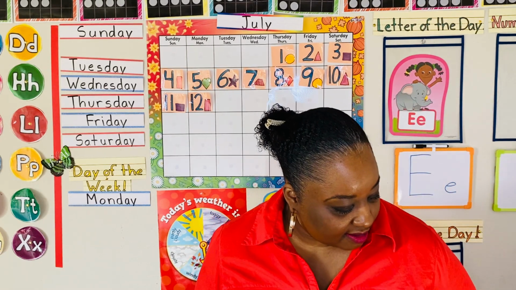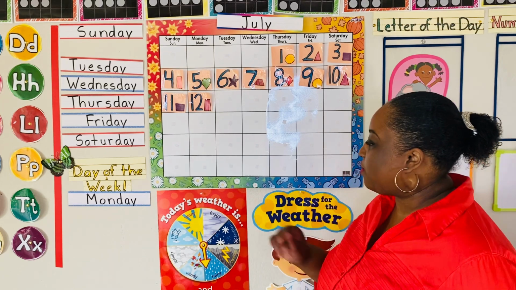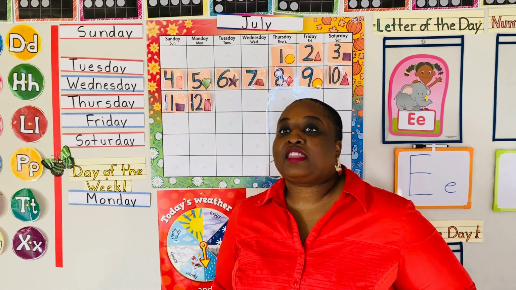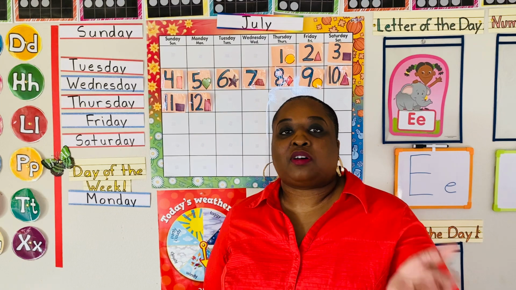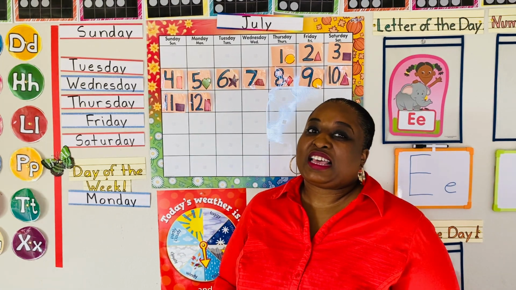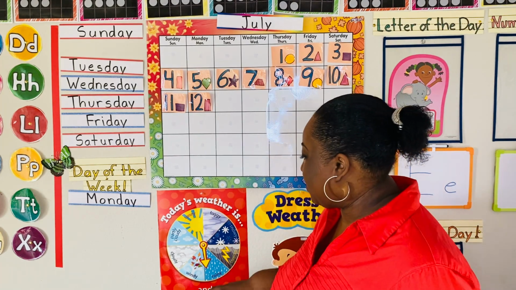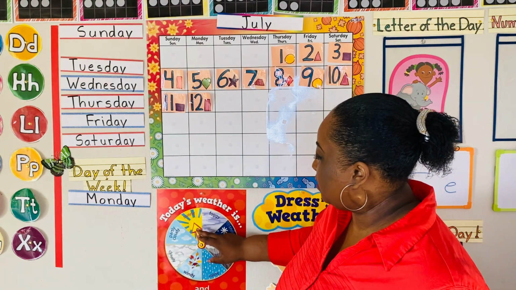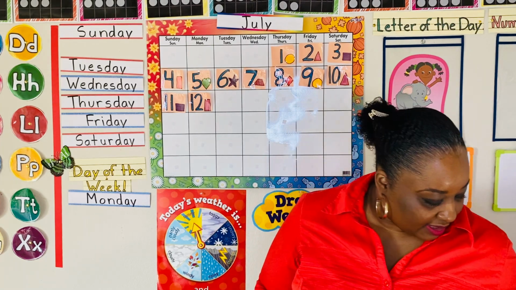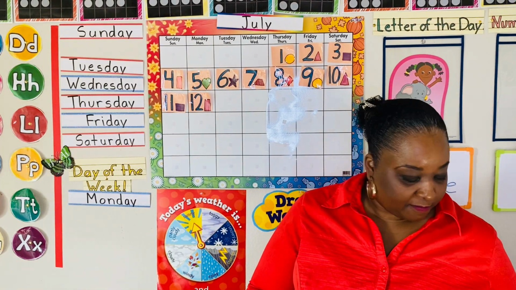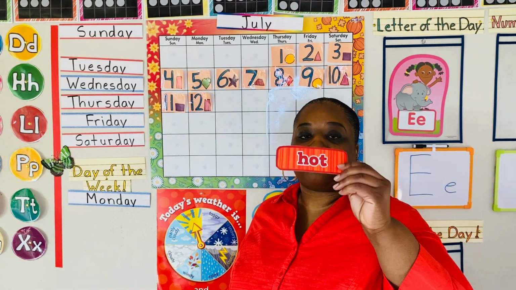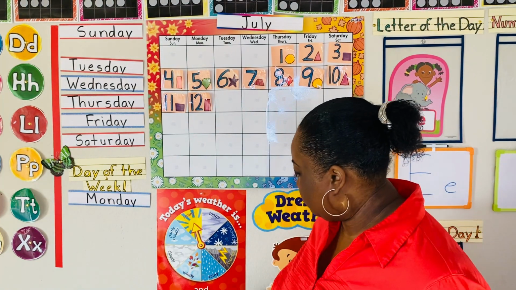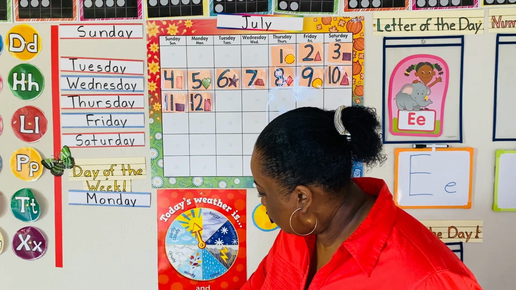All right, so now we're gonna look at the weather. Now, I want you to look outside of your window. What is the weather like today? And if you're outside, what does it feel like today? Well, in my neck of the woods here in Houston, Texas, it's sunny and hot. So we're gonna look at the weather chart and put it on sunny with the bright yellow sun there because it is hot. And we're gonna also label how it feels outside. It is hot. H-O-T, hot.